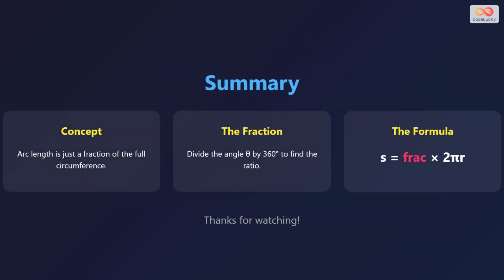To summarize, arc length is just a fraction of the full circle's perimeter. You find the fraction by dividing your angle by 360, and then multiply that by the circumference formula, 2 pi r. Thank you for watching.